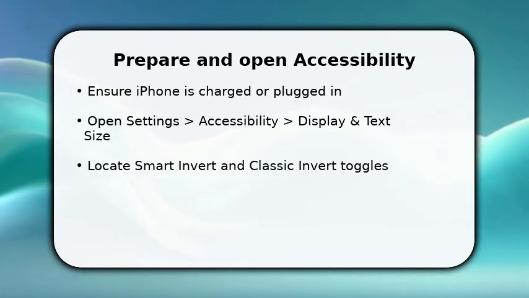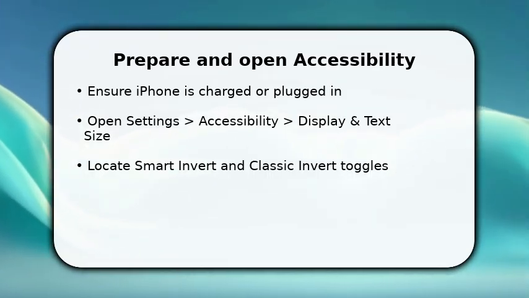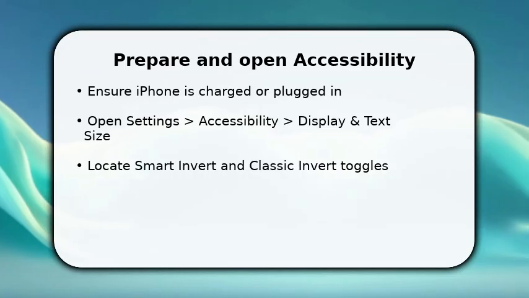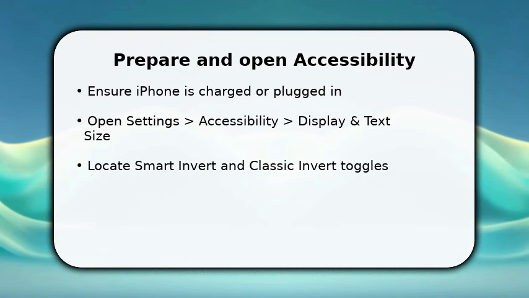Once there, locate Smart Invert and Classic Invert. These are the two inversion options. You'll toggle them to see which one fixes your issue. Smart Invert preserves photos and media, while Classic Invert flips everything. Tap each to test and observe results immediately.